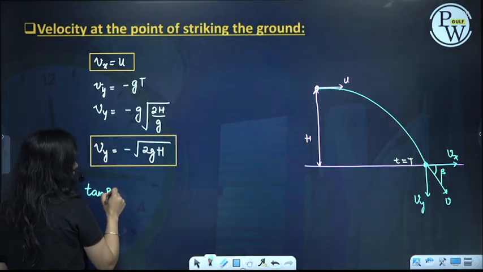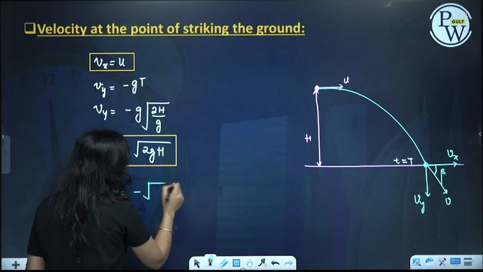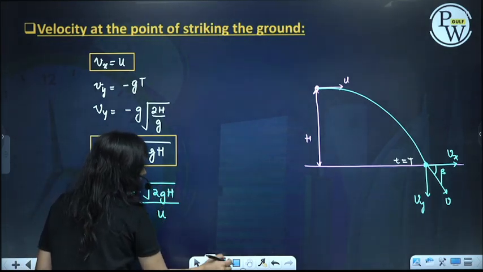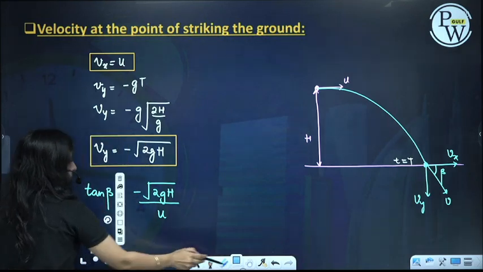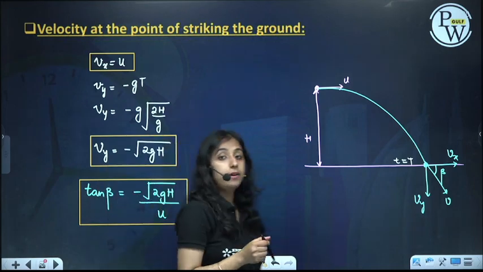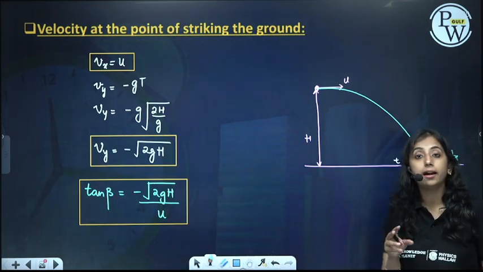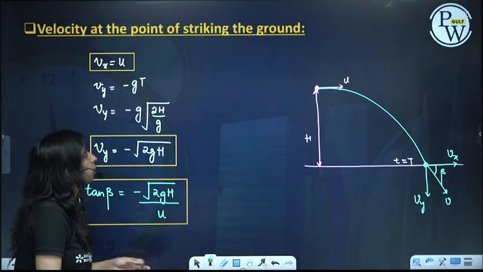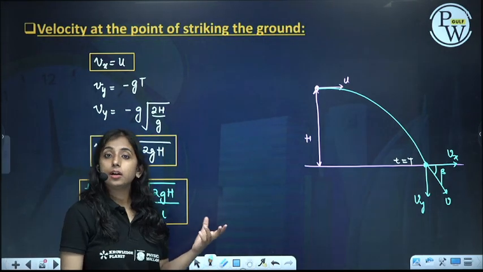So tan beta will be equal to minus the root of 2gh divided by u. This will be our tan beta, which is vy by v. This is the velocity at the point when it is striking the ground.